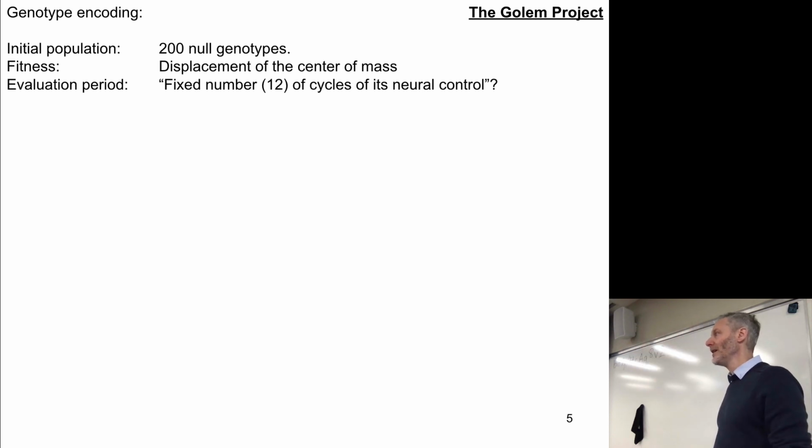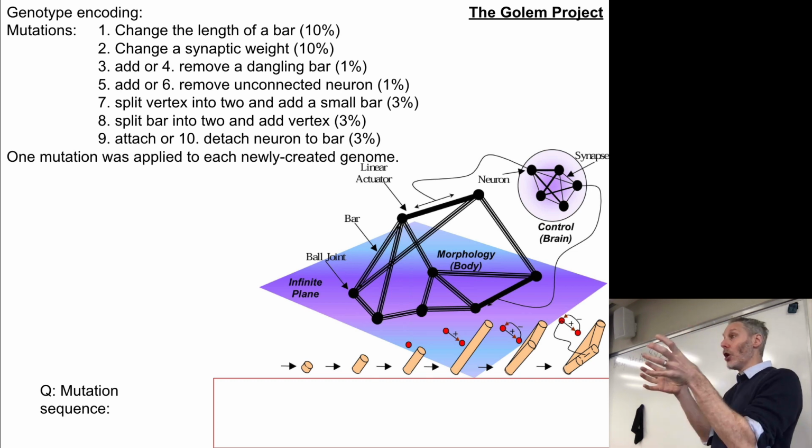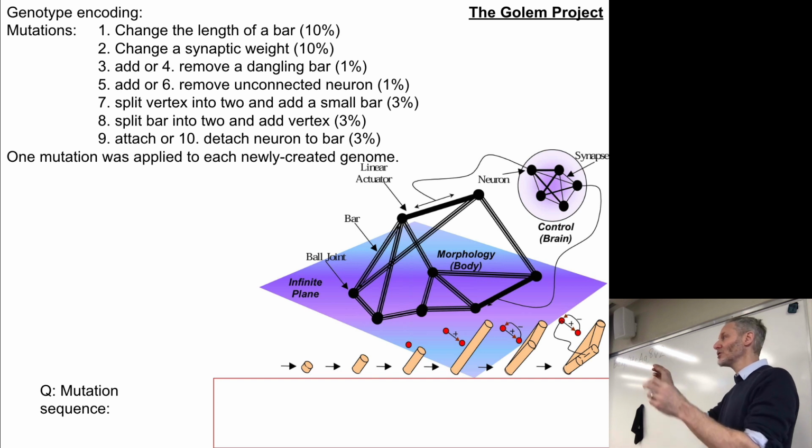Flip a coin, delete half of them, the other half survive, and now we start to make randomly modified copies of the survivors. So far, so good? Okay. So randomly modified copies: they're going to take these null genotypes that have survived, and they're going to start to randomly modify them. They're going to apply mutations.